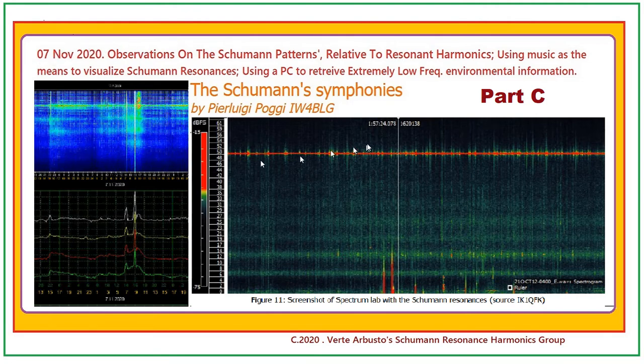So the stated clear intention of this section is that I am dealing with the spectrogram as a whole. What is spectrography? I've gone through these in other videos. What is the spectrogram of the Schumann? How do you read it? What's there? What is the data? What is the spectrum of the data being presented?